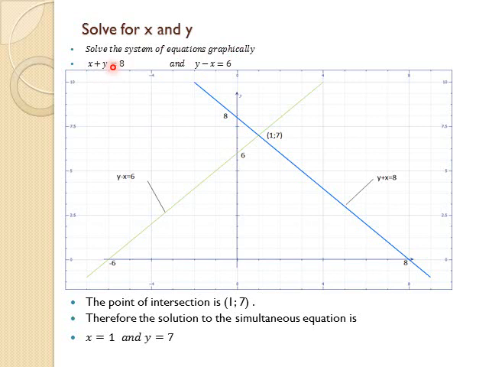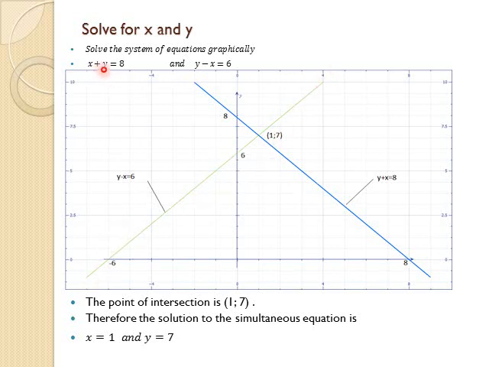If I have x plus y equal 8 and y minus x equal 6. Right, so if you look first, there y minus x equal to 6. If I make x 0, y equal 6. So when x is 0, y is 6. If I make y 0, then x becomes negative 6. So I plot a point at 6 and negative 6 and draw a straight line through it.